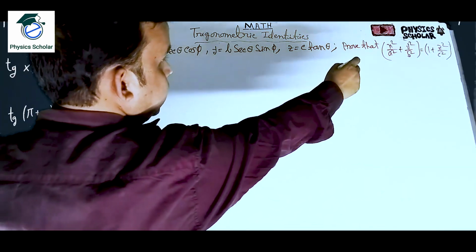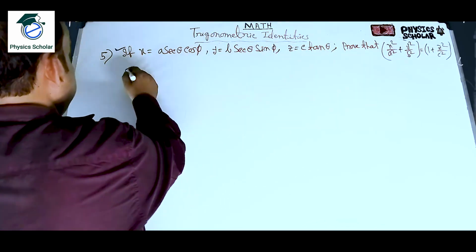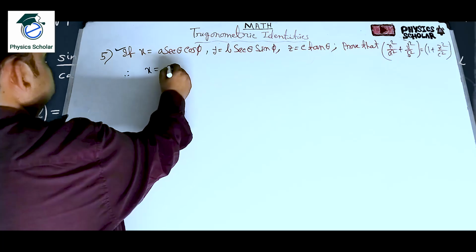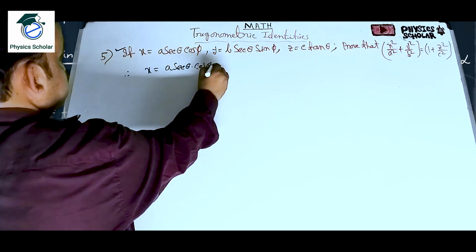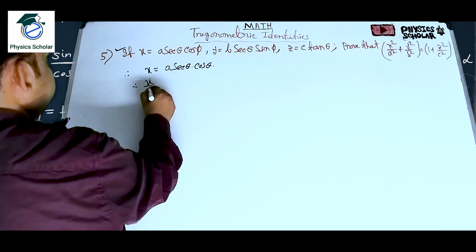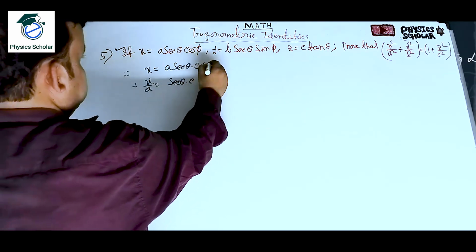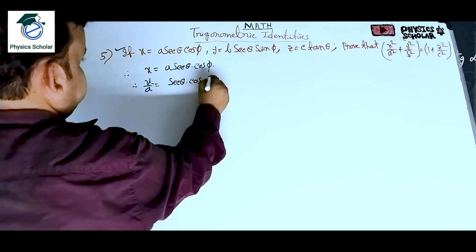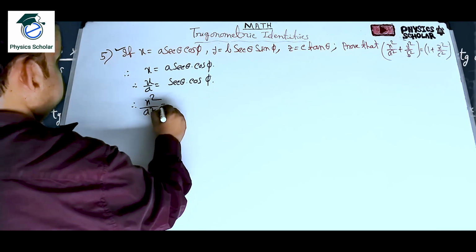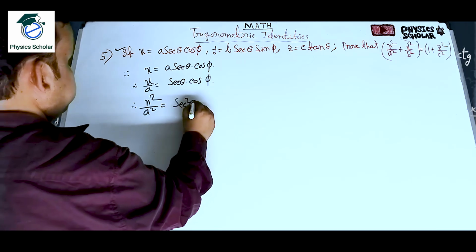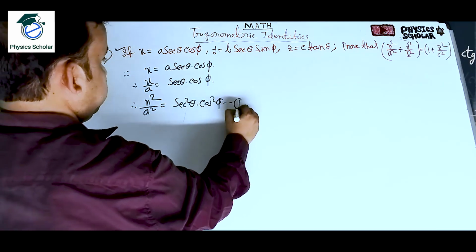x/a + y/b is there, x²/a² + y²/b² actually. Okay, so what is x? x = a sec theta cos phi, right? So that means x/a is equal to what? sec theta into cos phi. Okay, therefore x²/a² = sec²θ cos²φ. That is equation number 1.